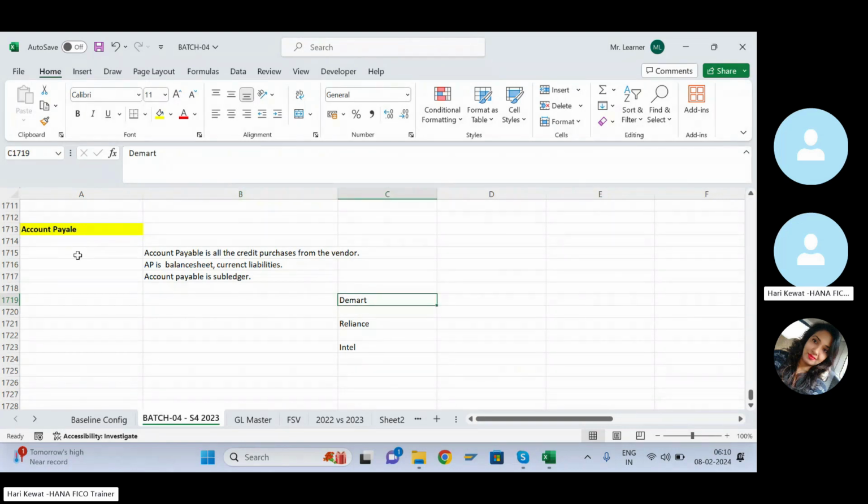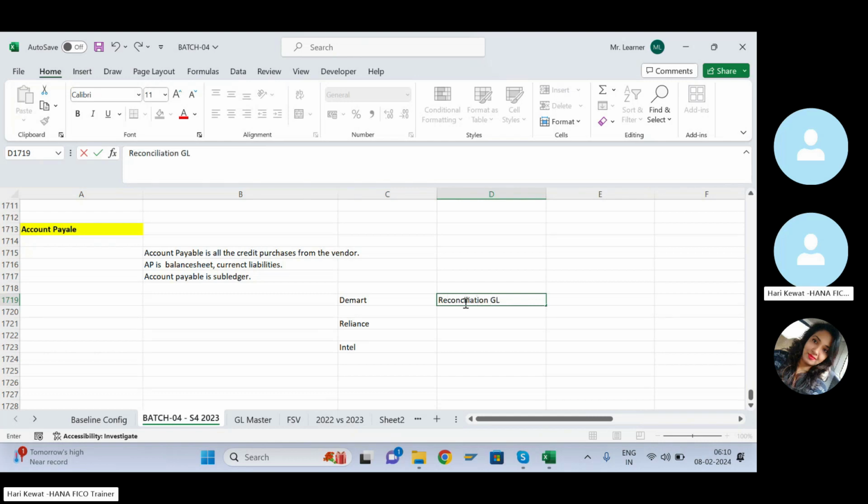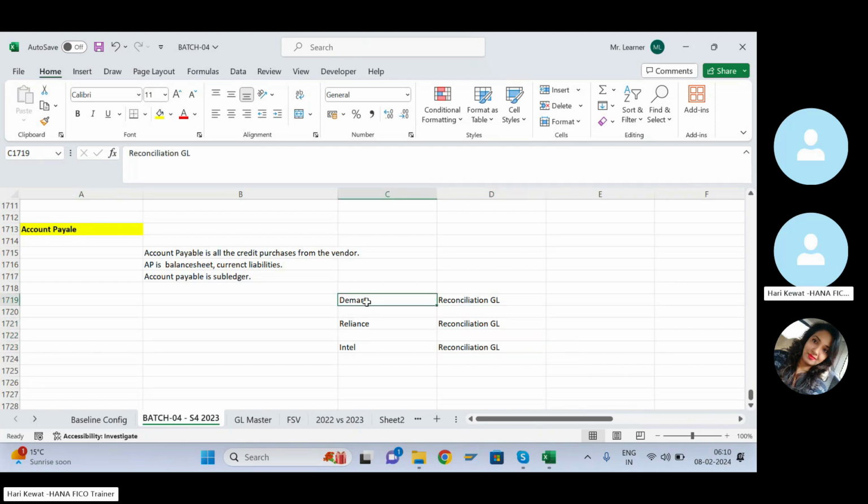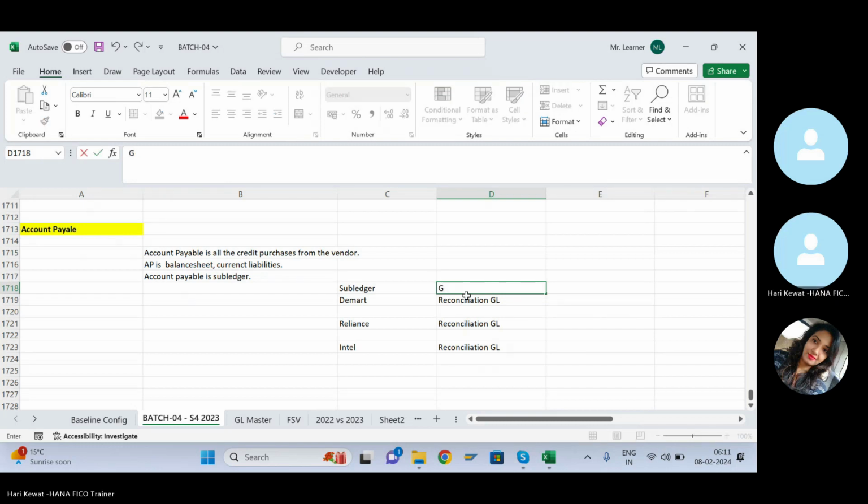While creating the vendor master, inside each vendor master you have to give the reconciliation GL. Then whenever you do the posting in this sub ledger, the vendors are known as the sub ledger, and your reconciliation GL is your main ledger, the general ledger.